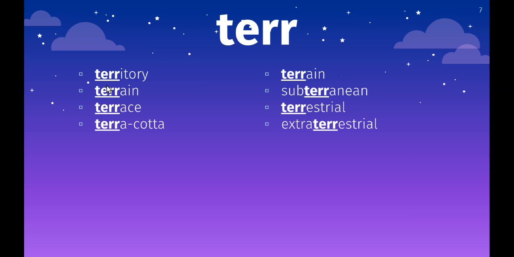So terrain, subterranean, terrestrial, and then extraterrestrial. So for terrestrial and extraterrestrial, get your spelling of terrestrial, just add extra at the beginning.